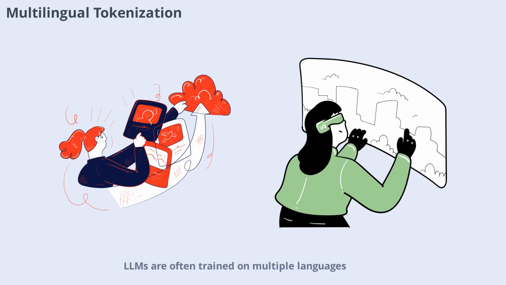LLMs are often trained on multiple languages, requiring tokenization strategies that work across linguistic boundaries. Multilingual tokenization allows the model to process and understand text in many languages, making LLMs globally useful.